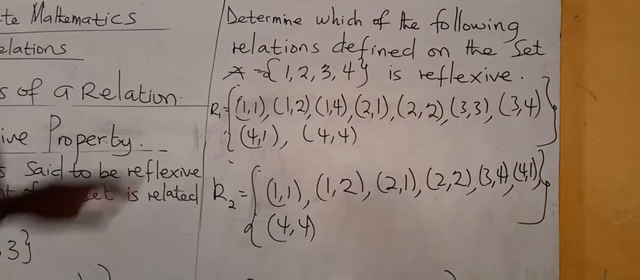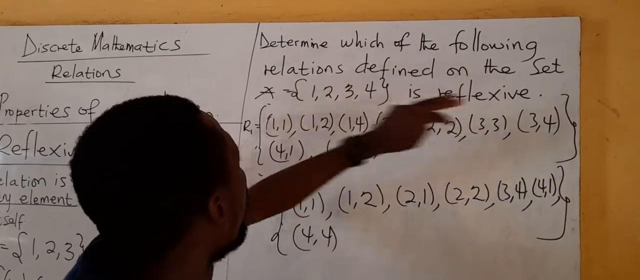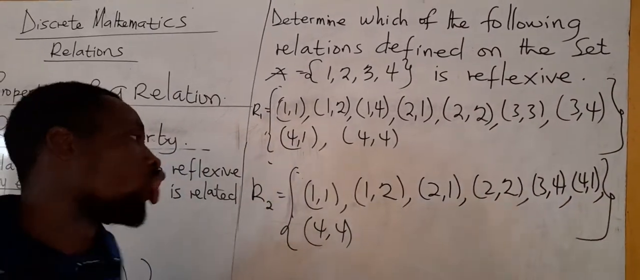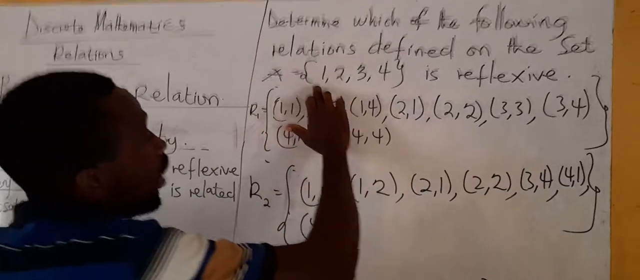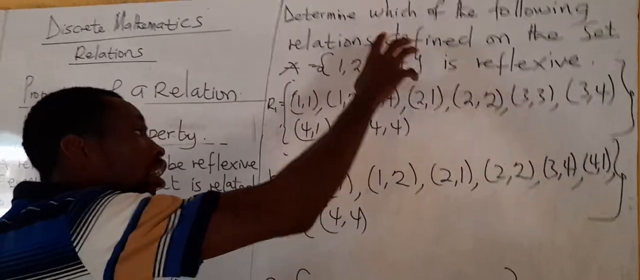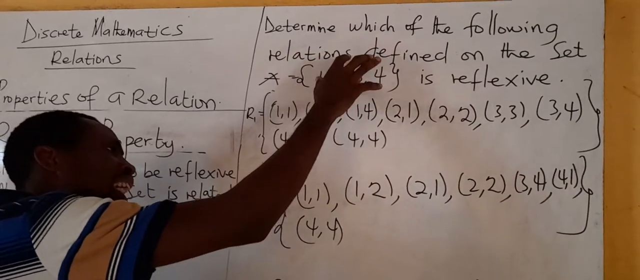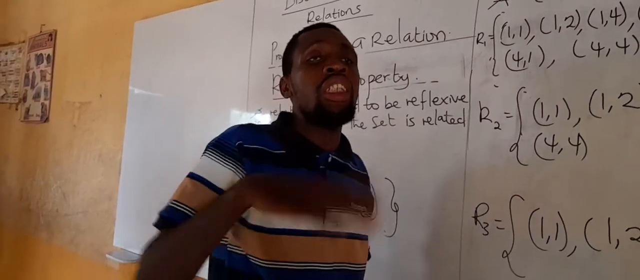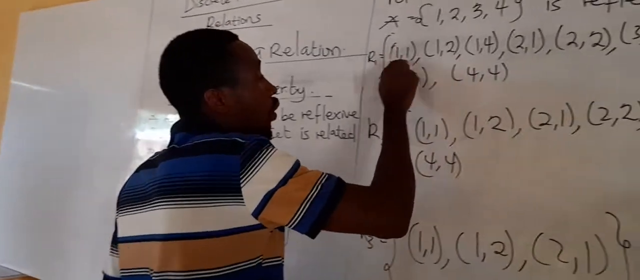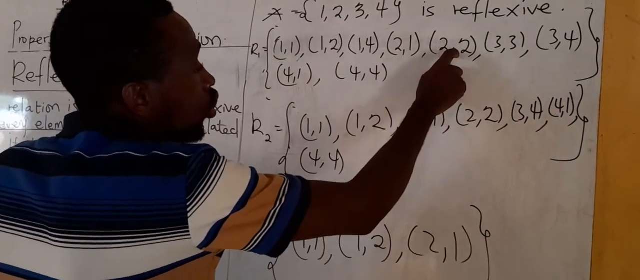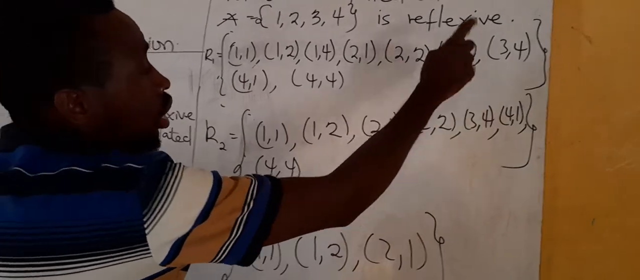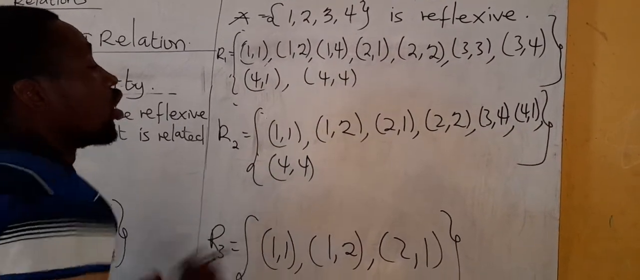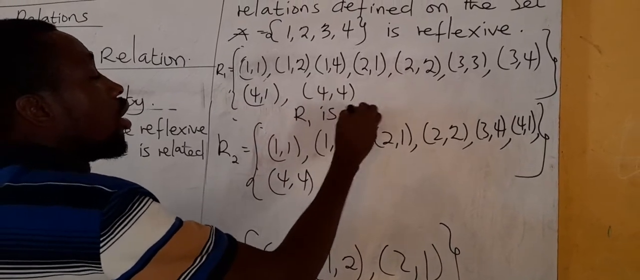So there is a question. Determine which of the following relations defined on the set A, which is equal to {1, 2, 3, 4}, is reflexive. Which one is reflexive and which one is not. So first, look at the members of the set, that's 1, 2, 3, 4. Find out if each of these elements of the set relates to itself. If they do, it's reflexive. If they don't, then it is not reflexive. So let's see, 1 relates to 1, perfect. 2 relates to 2, perfect. 3 relates to 3, as well as 4 relates to 4. So they all relate to themselves. So we say R1 is reflexive.